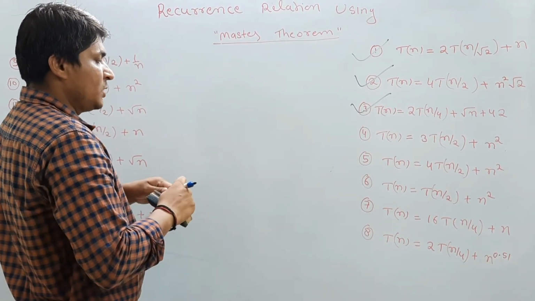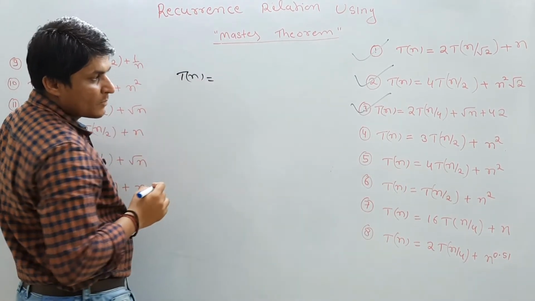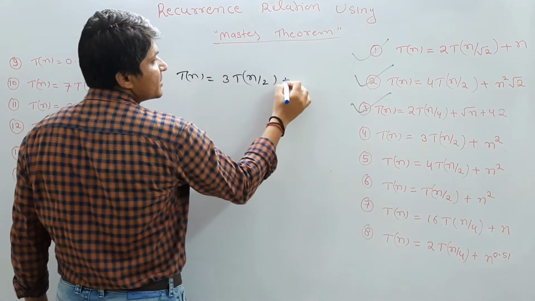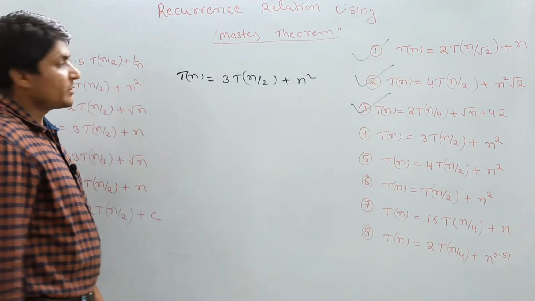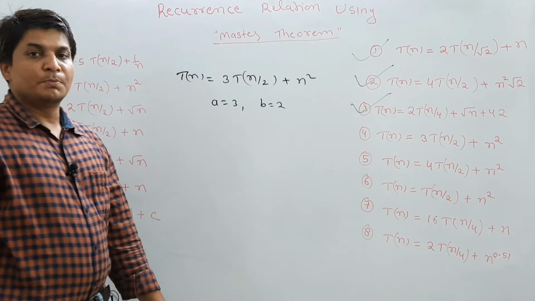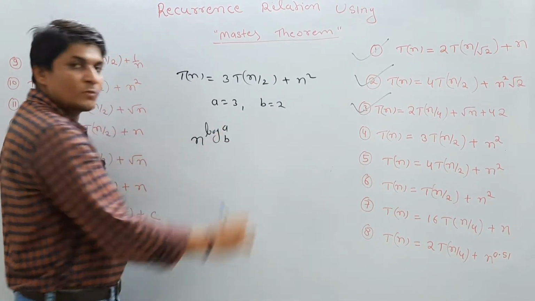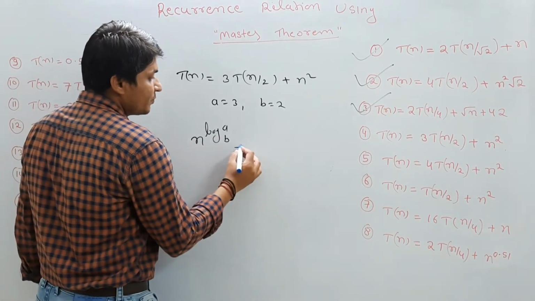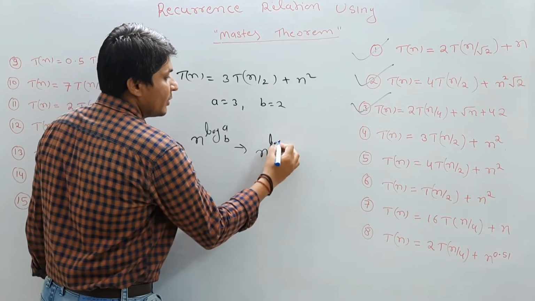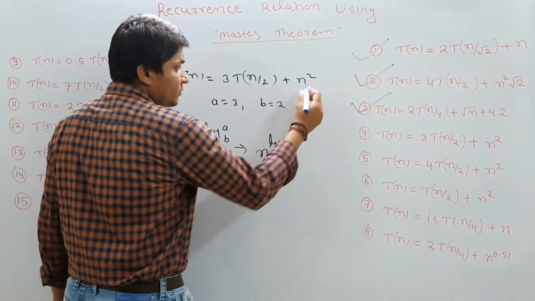Question number 4. What does question number 4 say? T of n equal to 3T of n by 2 plus n square. Now in this case, what is the value of a? A value is 3, b value is 2. Now simply we can calculate n raised to power log a base b. Correct? Substitute the value of a and the value of b. Now n raised to power log 3 base 2. Correct? Now you can compare.